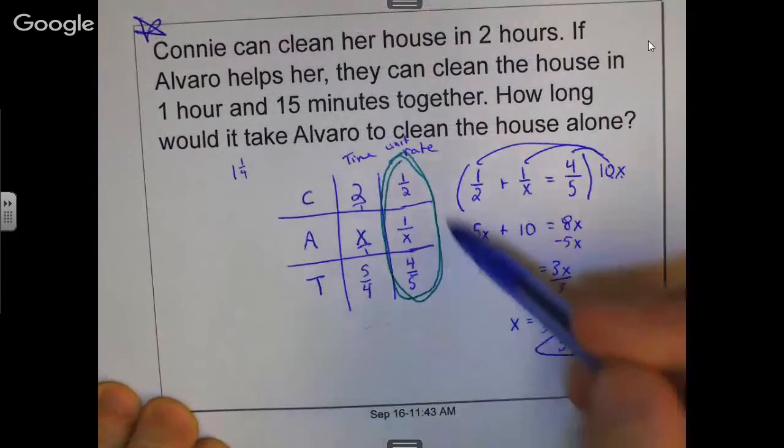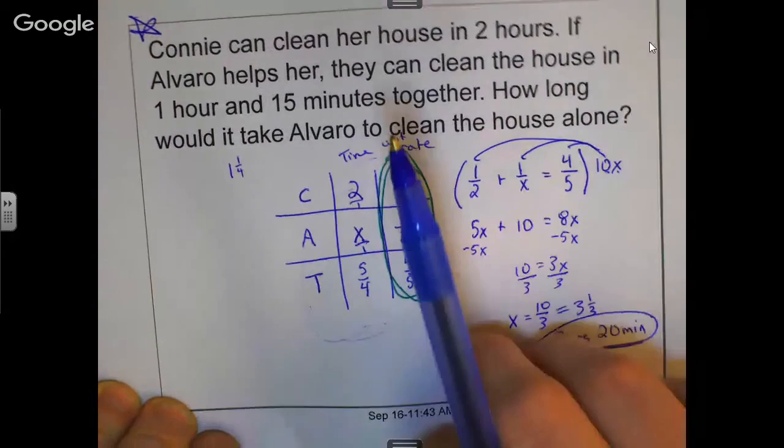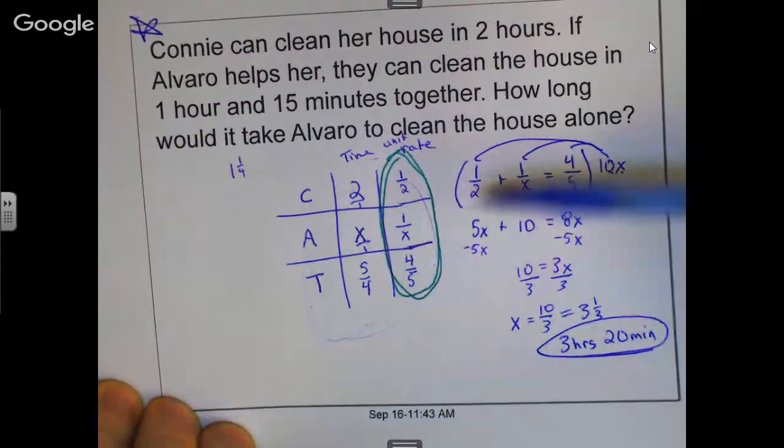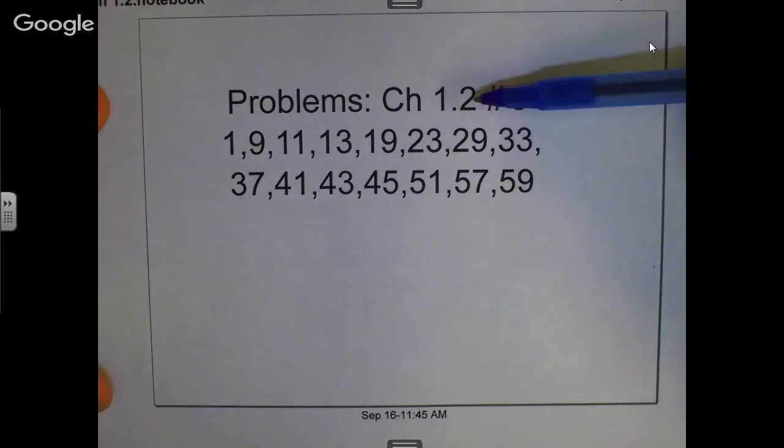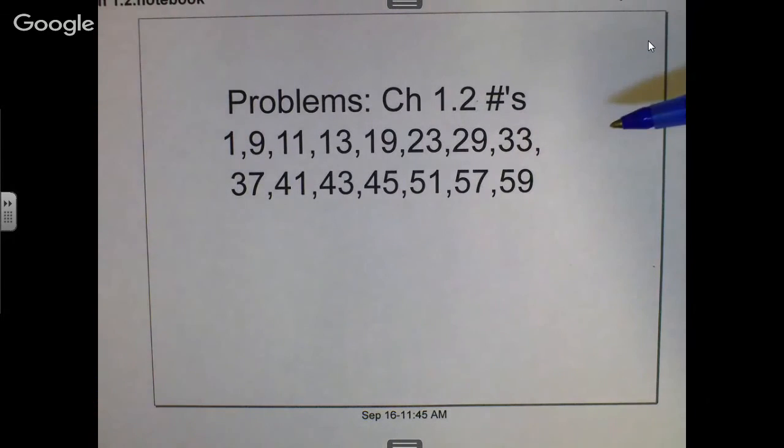Okay. Make sure you're setting up this table correctly. If you try to do it without the table, it's going to get a little bit confusing. All right, so here are your suggested problems in chapter 1.2. Give them a try, and we will quiz the next day in class.